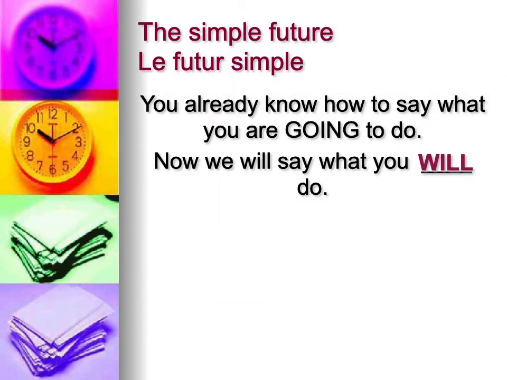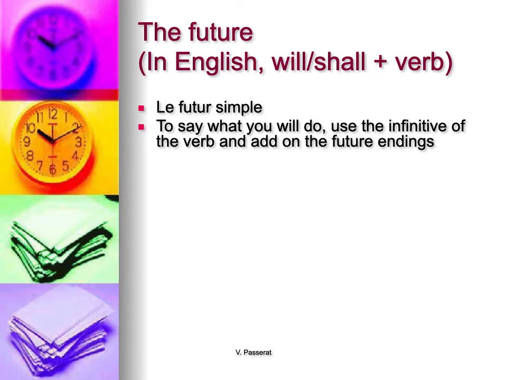Okay, so the futur simple, okay, the simple future. So you already know how to say what you are going to do. Okay, now we are going to learn how to say what you will do. Okay, and this is just a one-word conjugation in French. Okay, in English we use will or shall plus the verb. In French we don't do it that way.